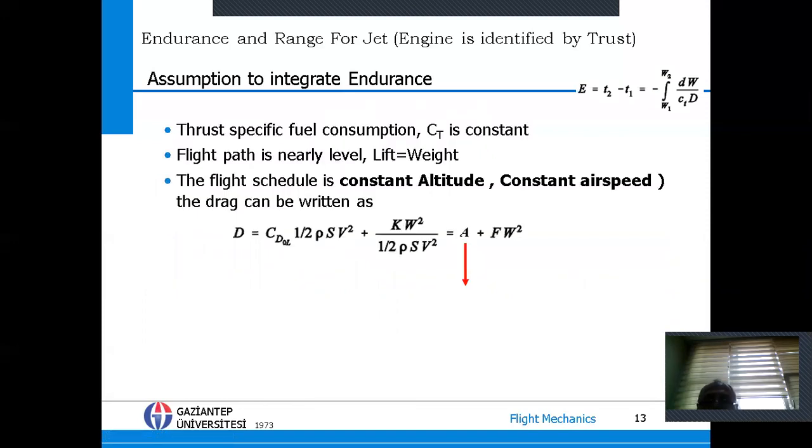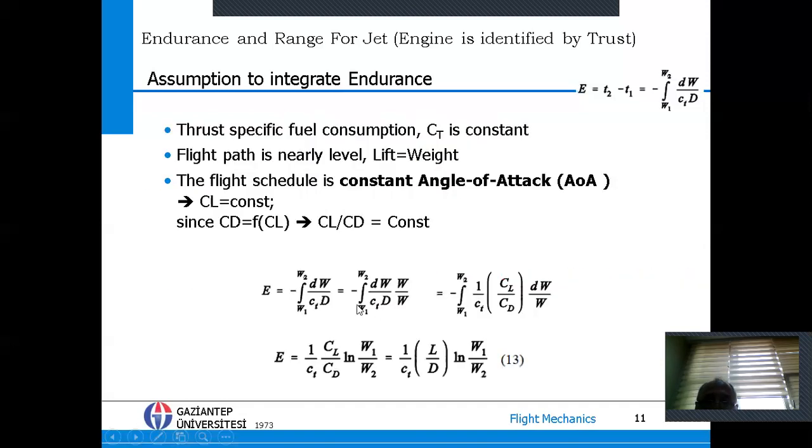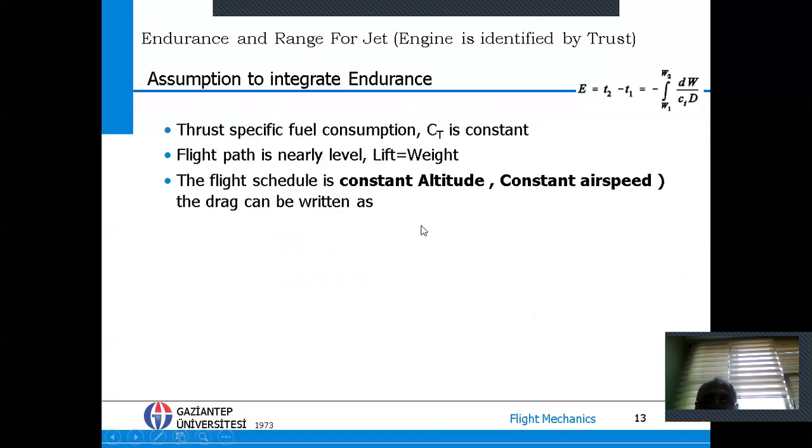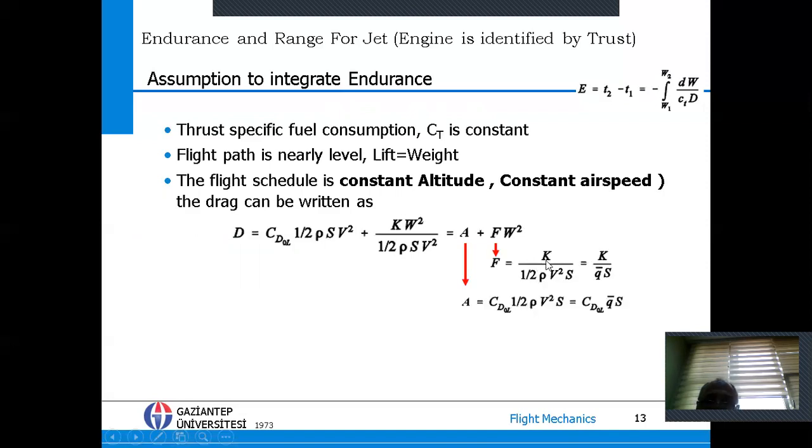Let us now consider another flight condition. Let us select constant altitude and constant airspeed. In the previous slide, I will just remind you, it was constant angle of attack only. But here, constant altitude and constant airspeed. So, of course, I need to integrate, so I need to work out D. Okay, for D, I will use this equation.